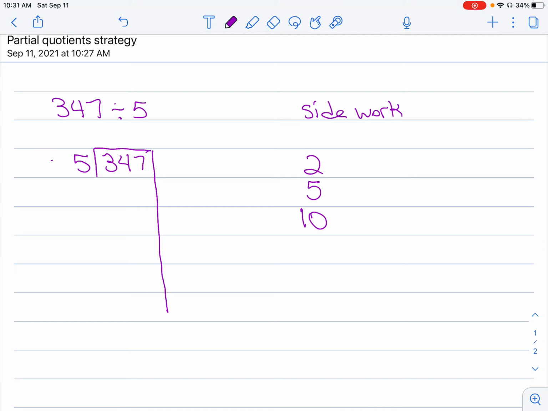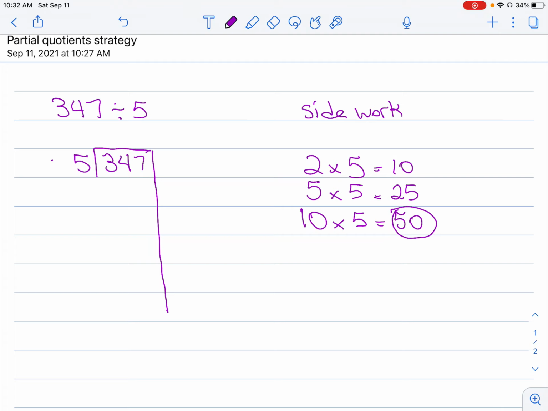Now, our divisor, we're dividing by 5, so I am going to use my side work to find multiples of 5. So 2 times 5, 5 times 5, 10 times 5. And our answers would be 10, 25, and 50. These are problems you can do without using a multiplication sheet or table. Okay, so now I have 10 groups of 5, which is 50.